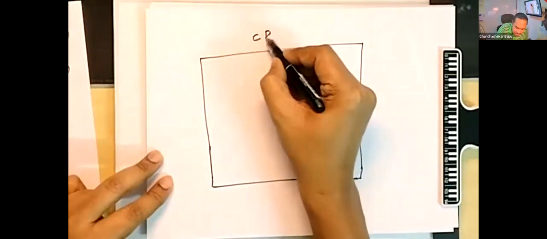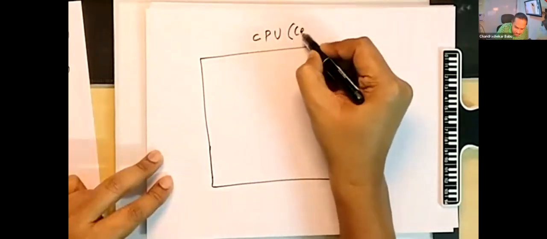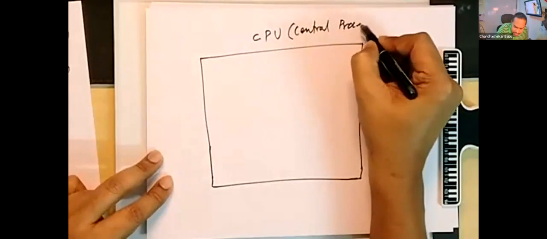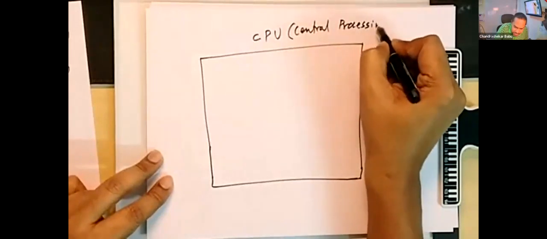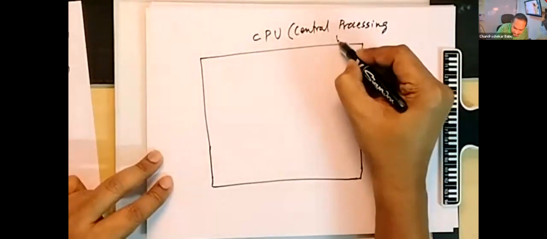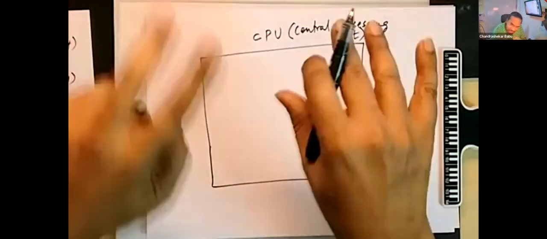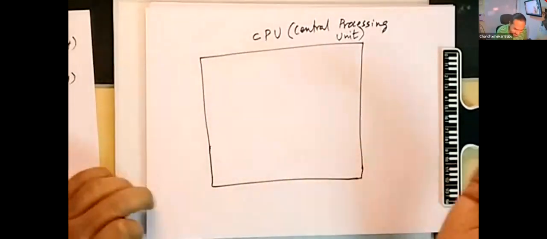We take this as a CPU. We also call this a central processing unit. Sorry for my bad handwriting, because I rarely write these days, for decades. I mean, only typing, not writing, for decades now, right?